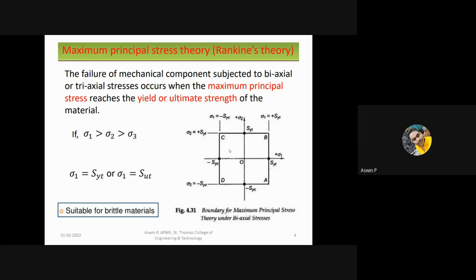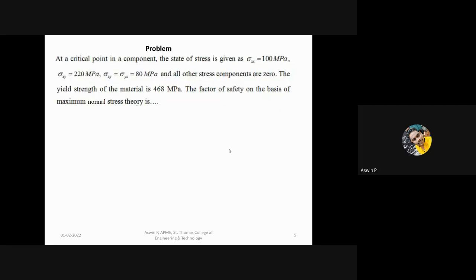Okay. I will show after completing all 5 theories of failure. So probably tomorrow or day after tomorrow, we will draw all together. Okay. So write a problem. Please write down the problem. I will read the question paper for you, and you have to note all these points and write down the given data from the available question.